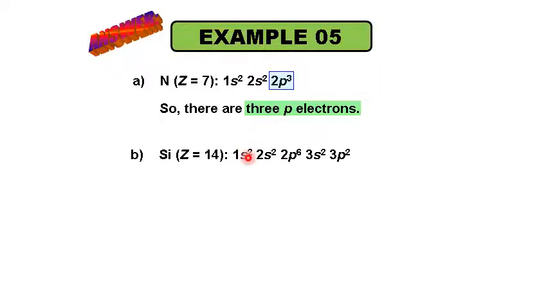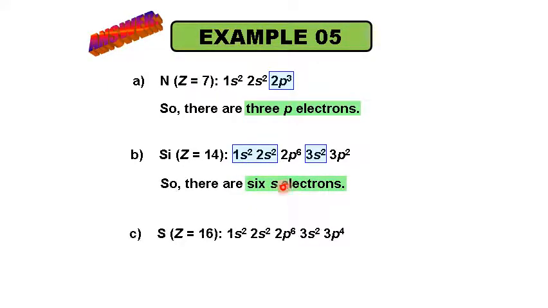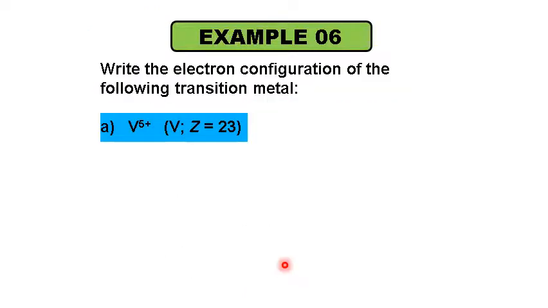The second one, silicon, 14: 1s2, 2s2, 2p6, 3s2, 3p2, and the question asks about the s orbitals. So in total there are 6 electrons in s orbitals. And then the third one, sulfur, 16: 3s2, 3p4, and there are no d electrons. Okay, clear? So now we have learned how to write the electronic configuration for an atom.